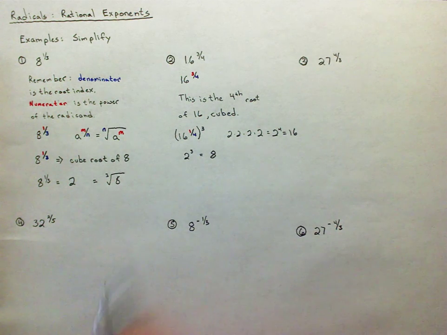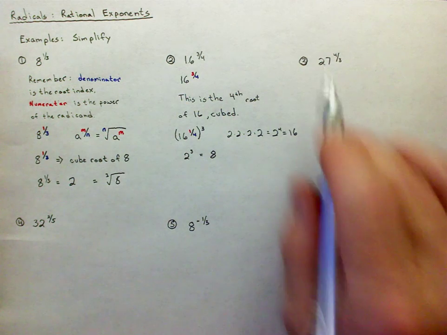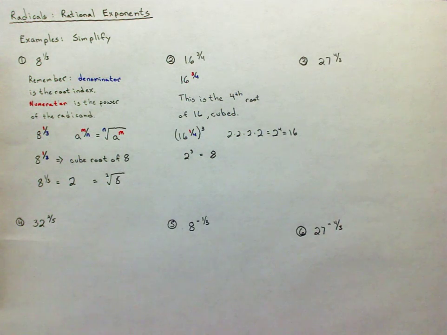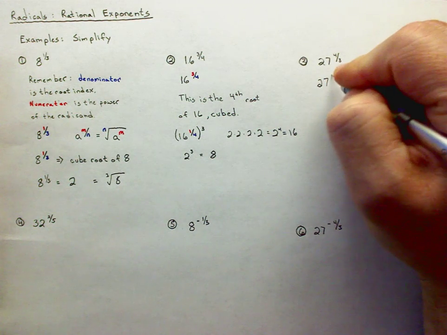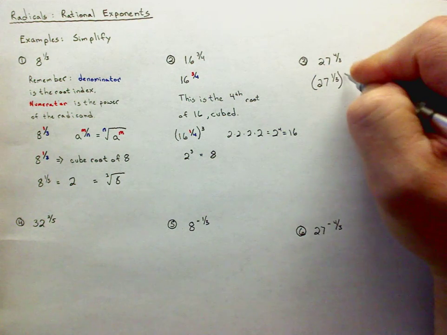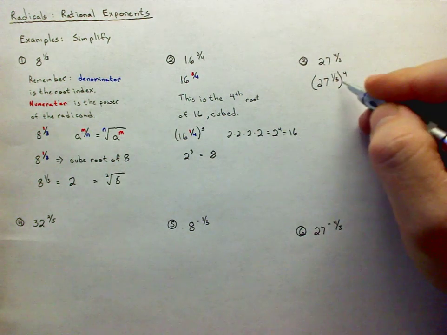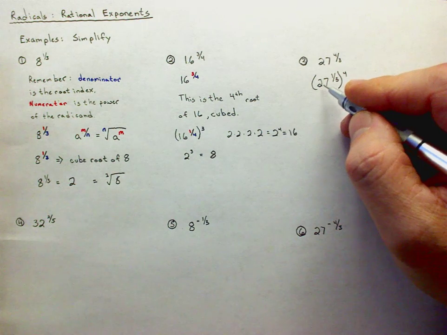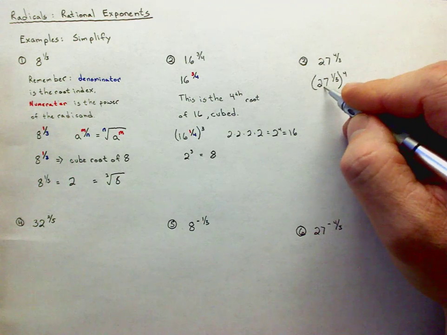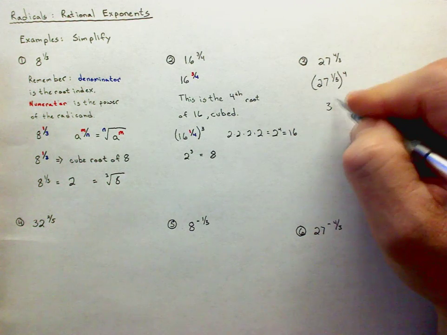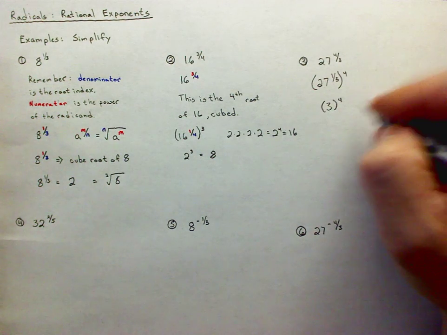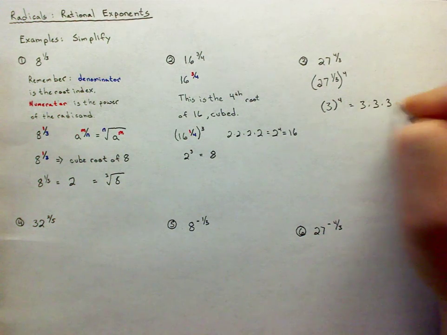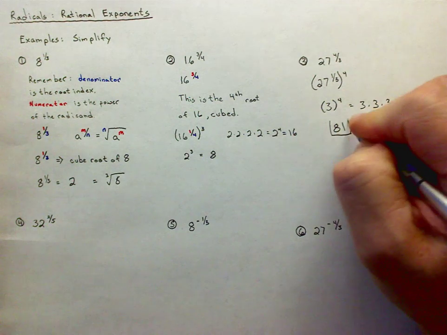Now what I would like for you to do is pause the video and work the 4 remaining problems, and let's see if we end up with the same answers. Okay, so for my first one, I'm going to rewrite it. This is 27 to the 1/3 power, and all of this to the 4th power. 1/3 power is the same as a cube root. What can I multiply by itself 3 times that will give me 27? Well, that is 3. So 27 to the 1/3 power is 3. And then I take that to the 4th power. 3 to the 4th power is 3 times 3 times 3 times 3, which is 81.